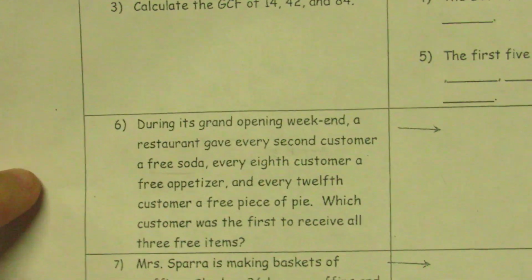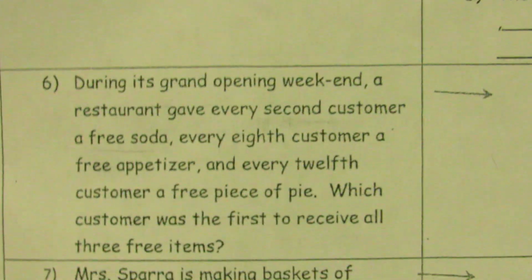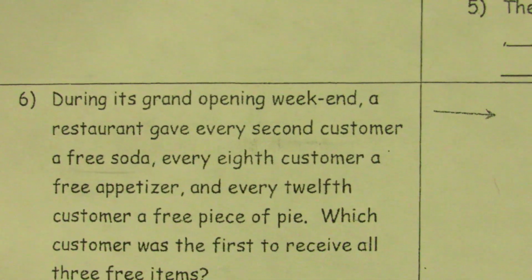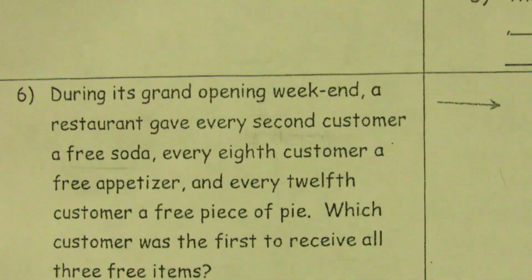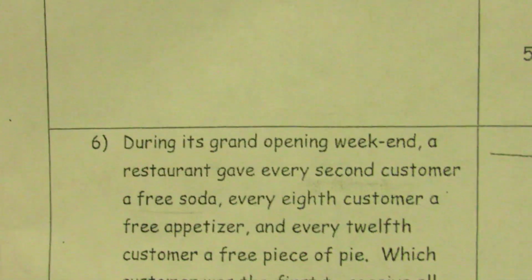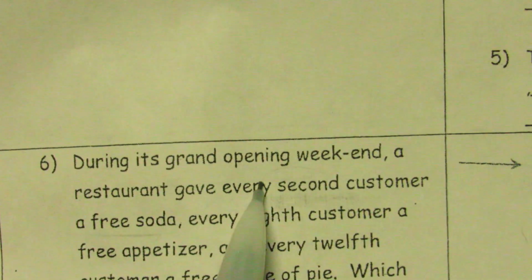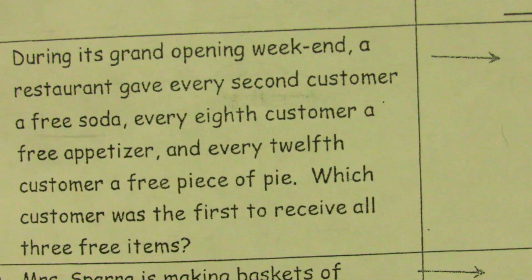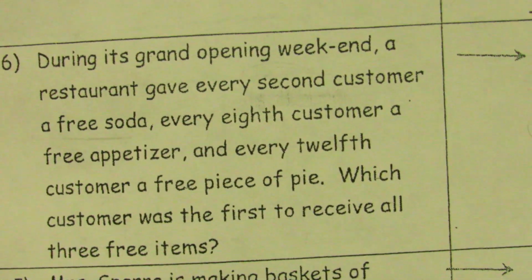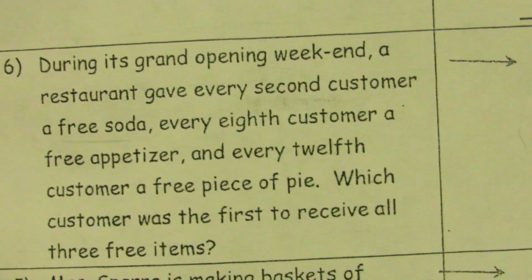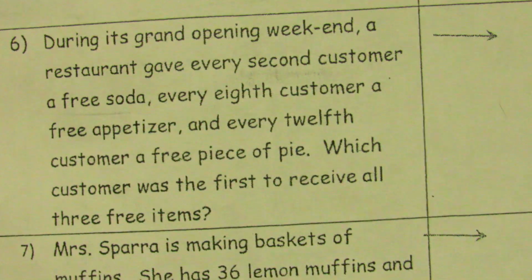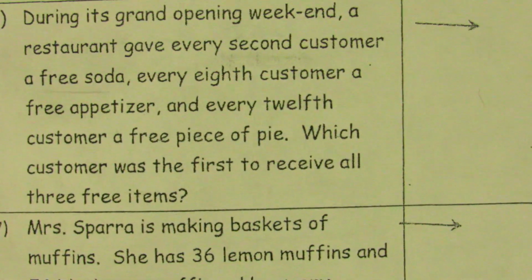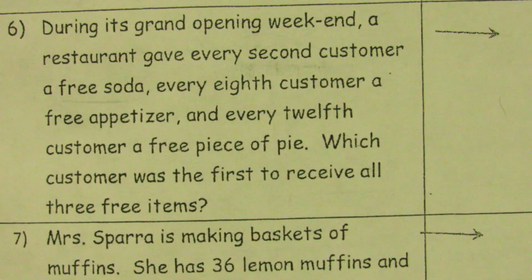All right, moving on. Let's read number 6. If I can find it. Here it is. All right. During its grand opening weekend, a restaurant gave every second customer, remember, circle your important numbers, a free soda, every 8th customer a free appetizer, and every 12th customer a free piece of pie. I wouldn't mind being the 12th. Which customer was the first to receive all 3 free items?